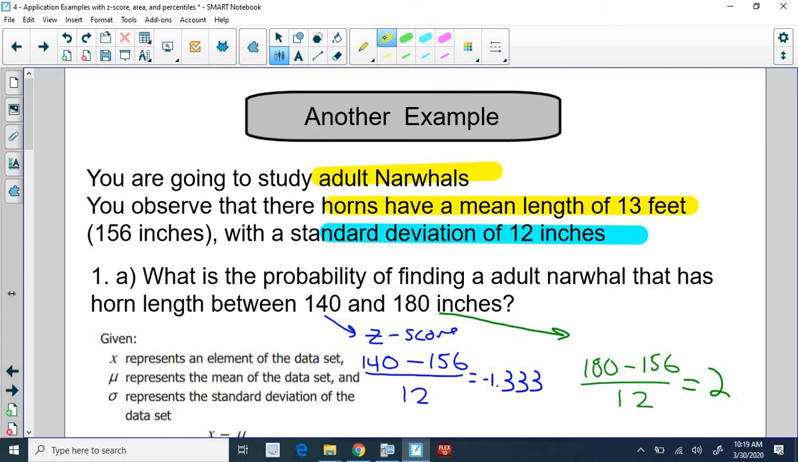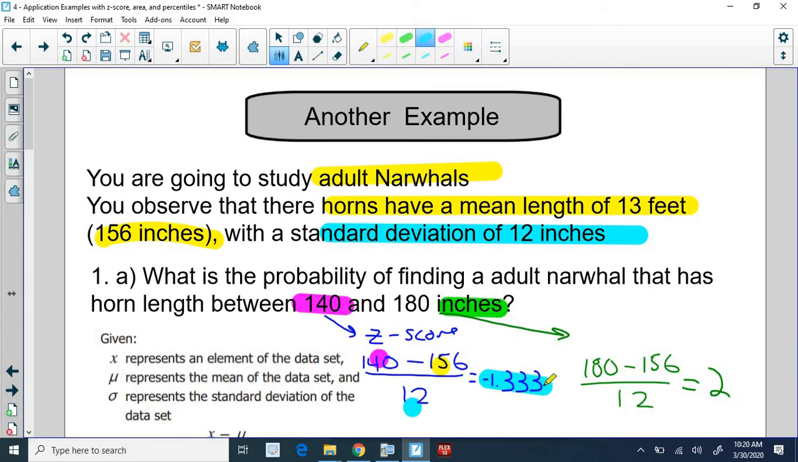So I'm going to have to convert the length in feet into inches. Okay, so what is the probability of finding an adult narwhal that has a horn length between 140 and 180? What I'm going to do here is just find the z-score. I find that z-score by taking this x value, subtracting the mean, and then dividing by the standard deviation, and it gives me this z-score.